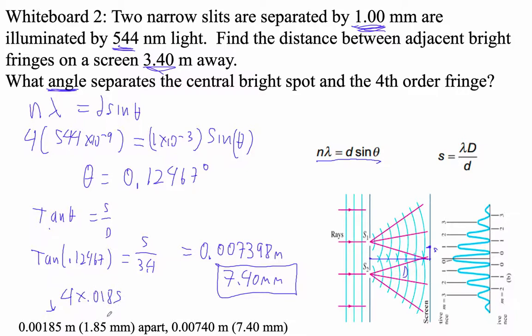Now, just for kicks, what do you suppose 4 times this number is? 4 times 0.0185. Hey, that's the same number, right? I get 0.074, sorry, put another 0 there. I get exactly the same number. So these angles are sufficiently small that we can actually use this type of approximation, not to find the angle, but to find the distances on the screen.